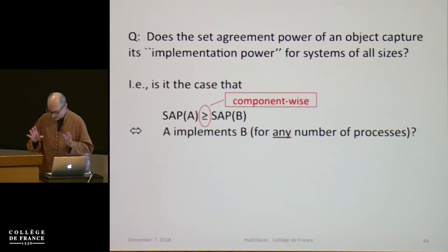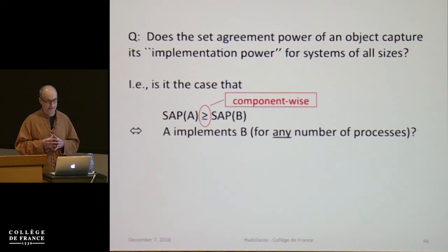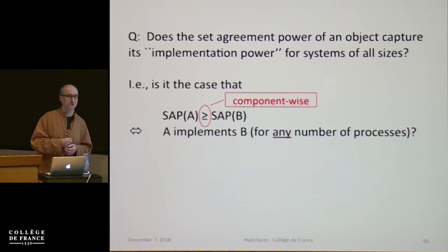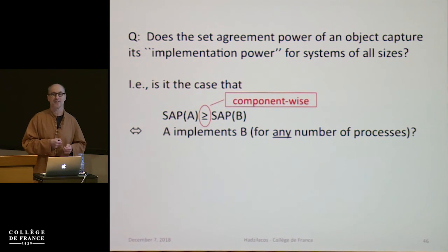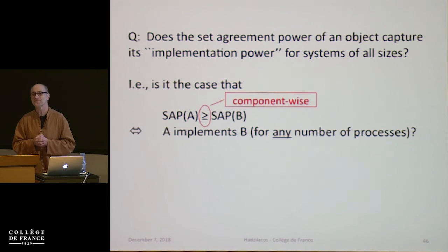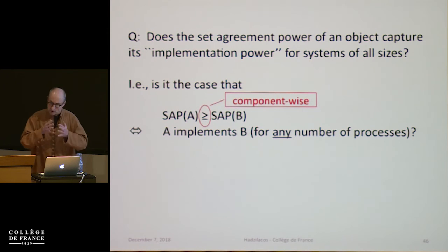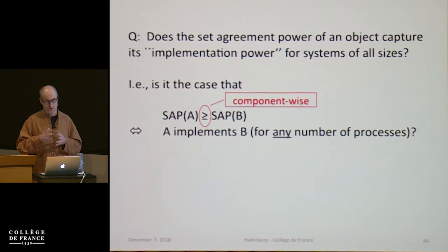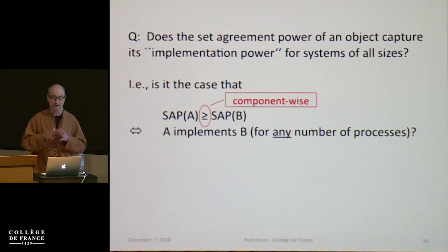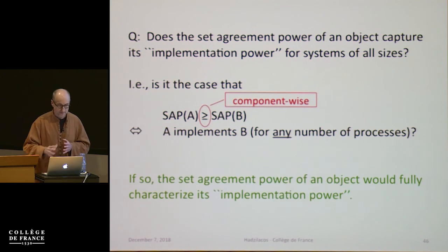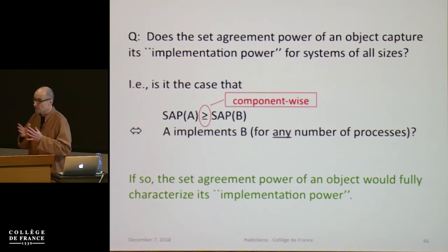Okay, so I came across this idea in a paper that has deep French roots. It was co-authored by Carole Delporte, Hugues Fauconnier, Eli Gafni, and Petr Kuznetsov. Not quite in this formulation, but I think the underlying idea is captured by this formulation, and they were interested specifically in deterministic objects. Now, this would be great, again, for a similar reason.